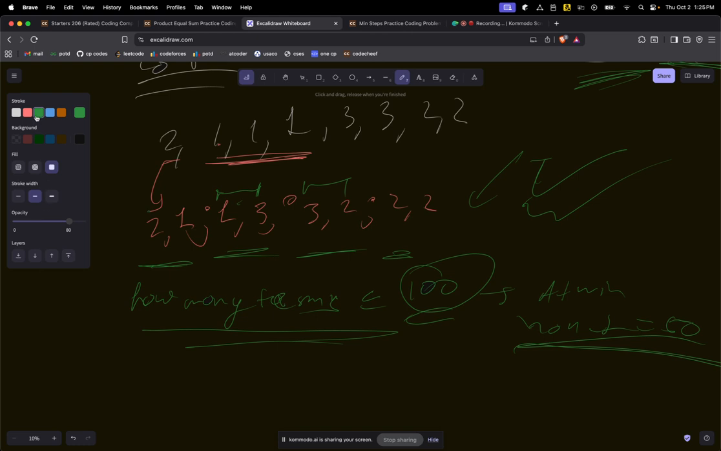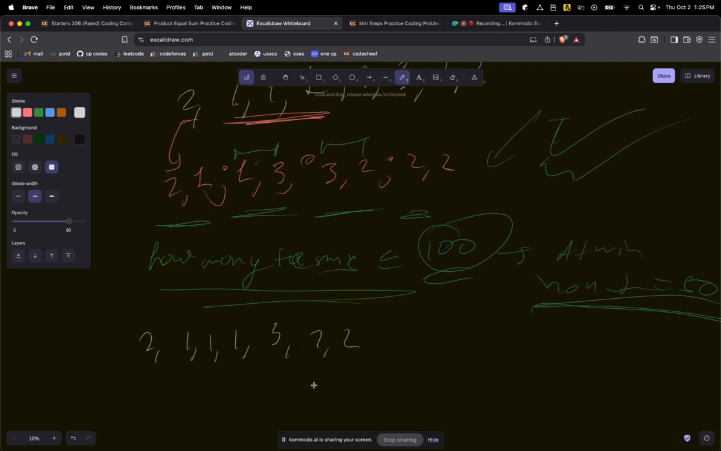But how do you go over the compressed array? You cannot go over each element. Let's say you have this array, right? 2 1 1 1 3 2 2. The compressed array is 2 1 1 3 3 2 2 2. So this is element comma frequency basically.